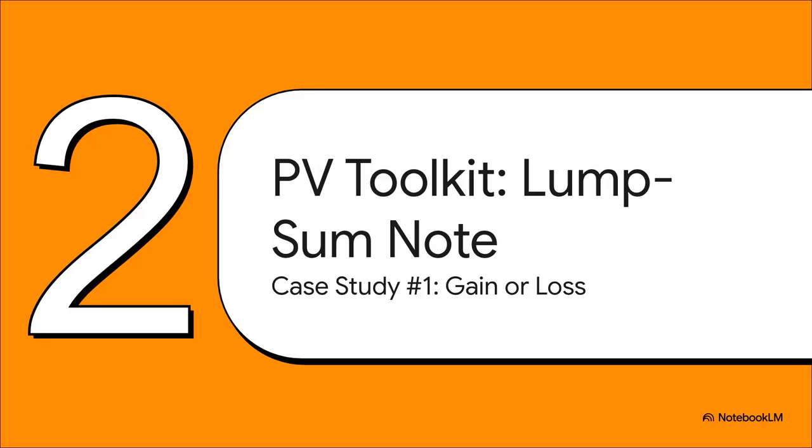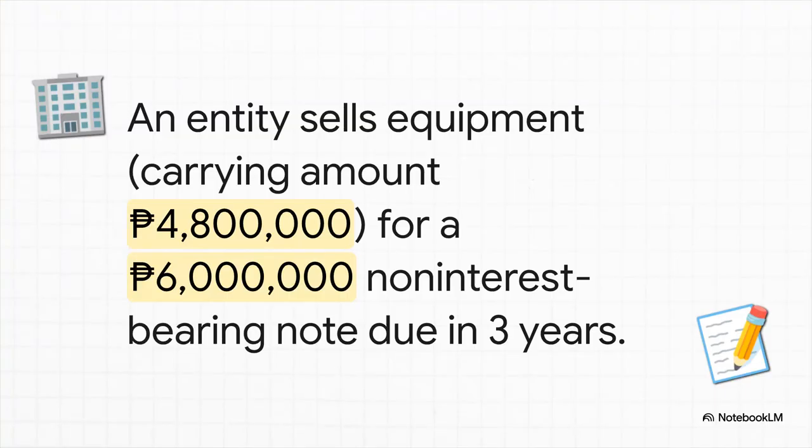All right, enough theory. Let's get our hands dirty and actually use this key. We're opening up our PV toolkit, and the first tool we're going to grab is for a lump sum note. You know, one single payment in the future. And here we are, back at our original puzzle. This is a real deal scenario you'd find in your LCPA review.